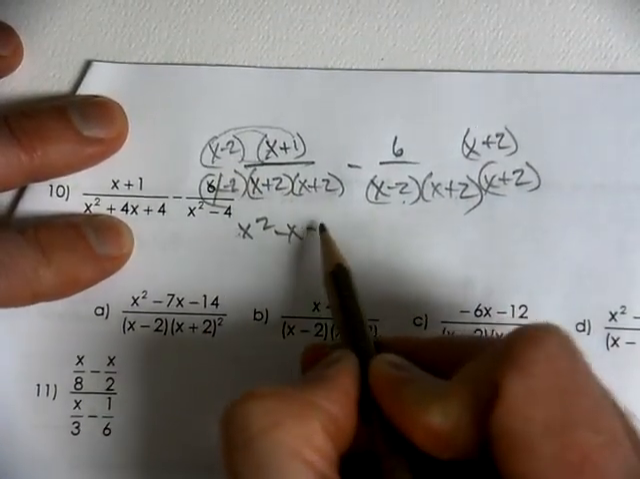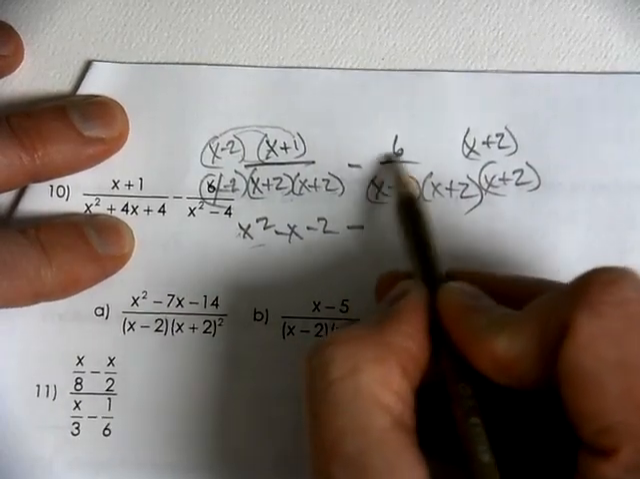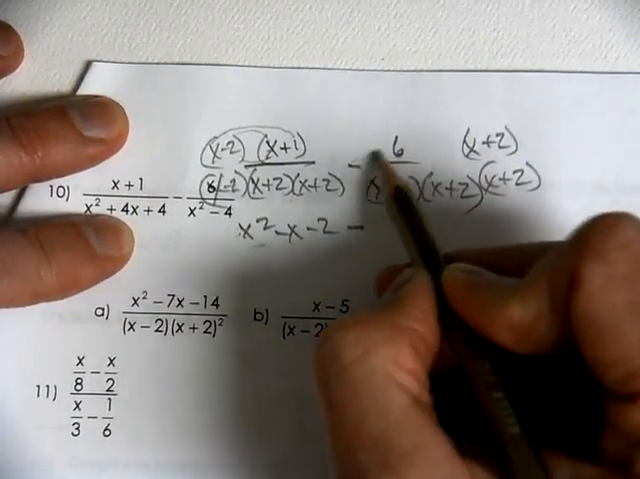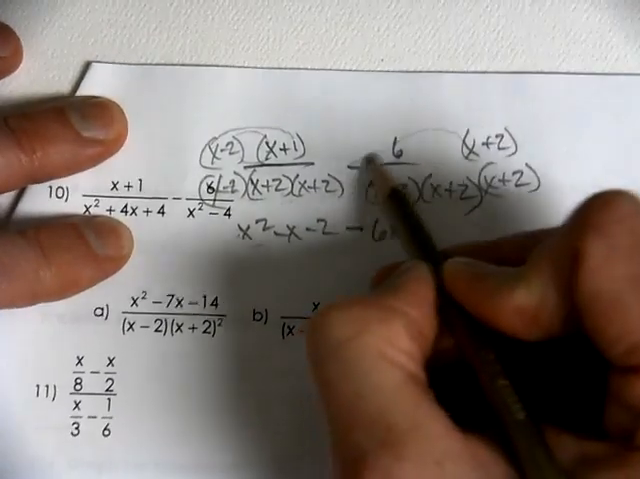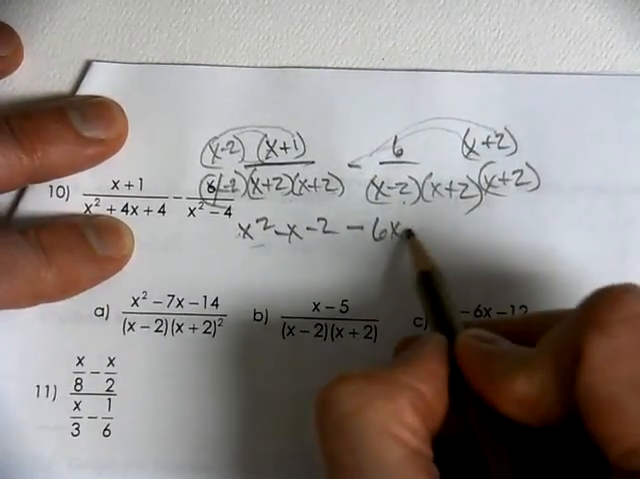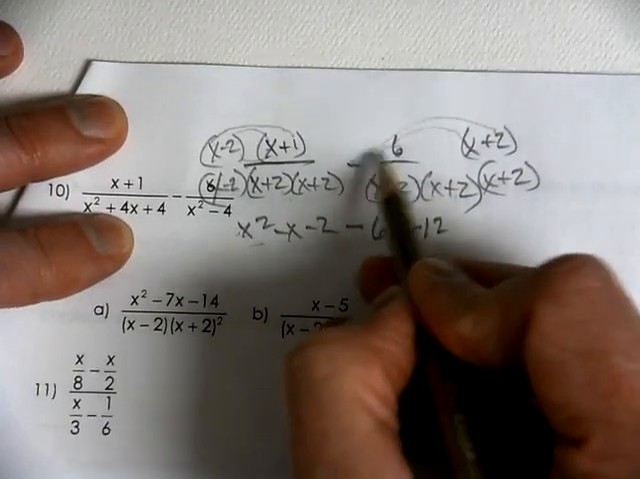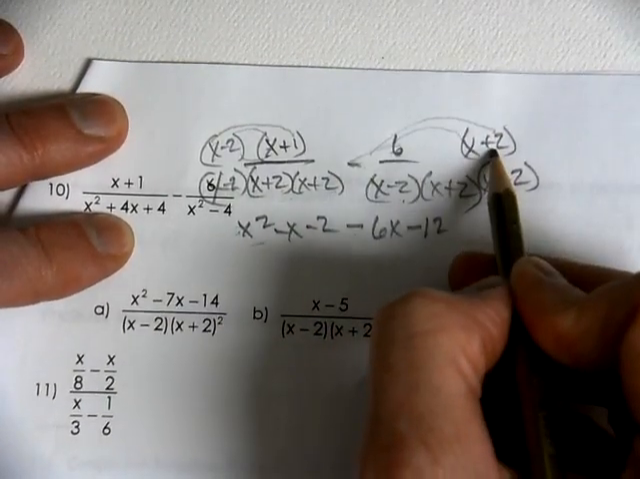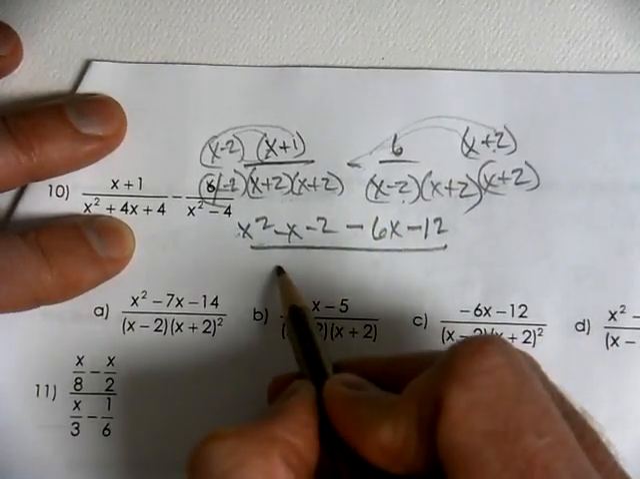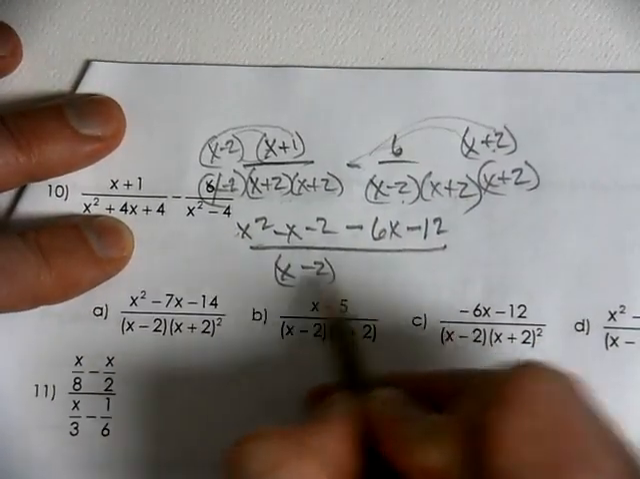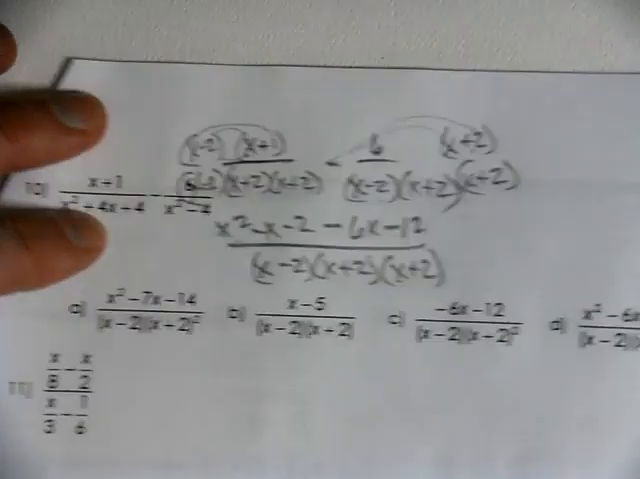minus x minus 2, minus a negative 6 times x is negative 6x, and a negative 6 times 2 is a negative 12. That's where people are going to mess up. It's got to be negative 6 times 2. And we have the x minus 2, x plus 2, x plus 2.